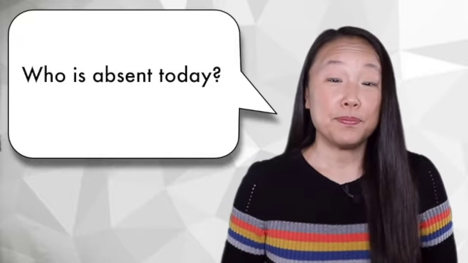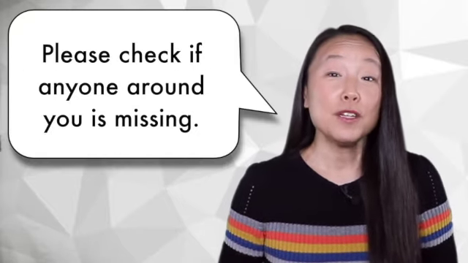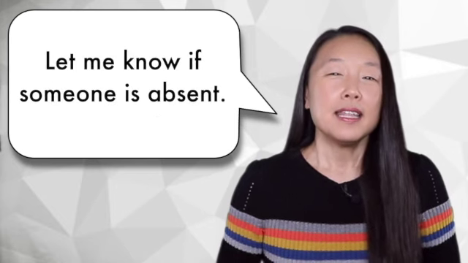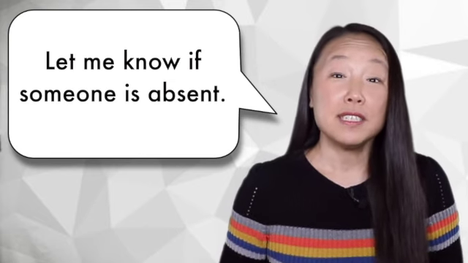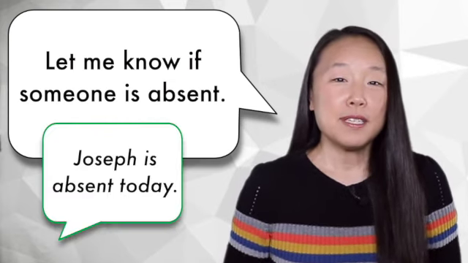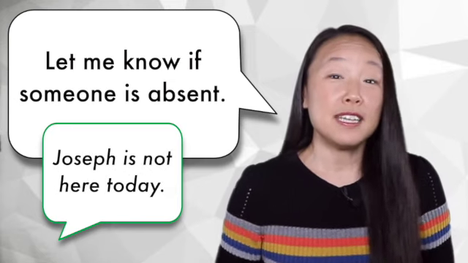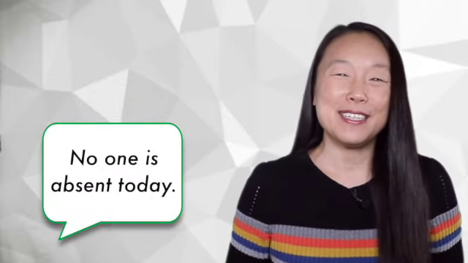For a large class, you can have your students help you check attendance by seeing if anyone is missing. Then your students can report to you if anyone is absent. For example, "Who is absent today?" Please check if anyone around you is missing. Let me know if someone is absent. A student can volunteer and say, "Joseph is absent today," or "Joseph is not here today." If everyone is here, students can say, "Everyone is here today," or "No one is absent today."